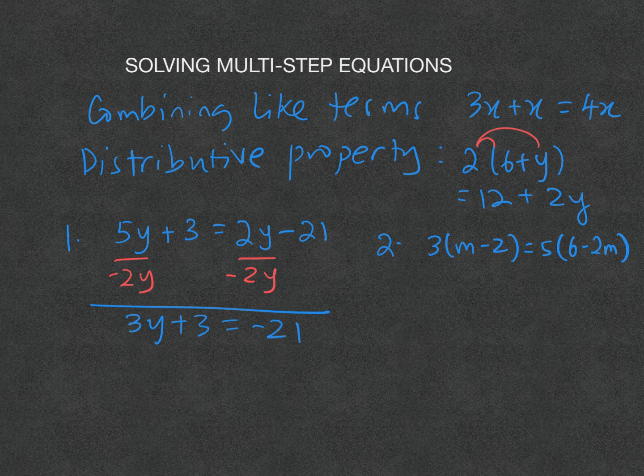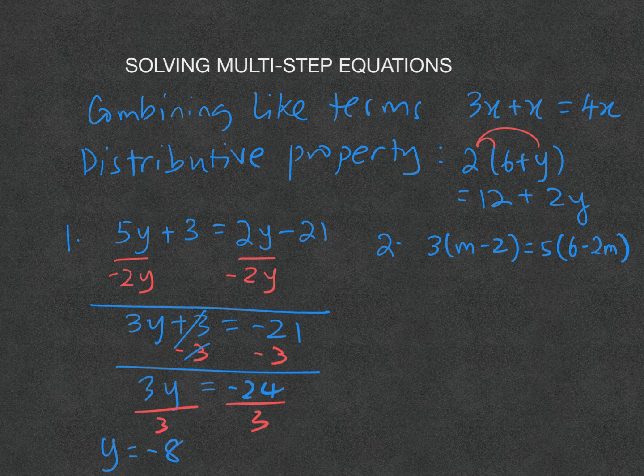And now this becomes a two-step equation that we were solving in our previous lesson. So you now first subtract 3 from both sides to get rid of the plus 3. So you end up with 3y is equal to negative 21 minus 3, which would be negative 24. And now I divide both sides by 3. I get y is equal to negative 8. And you can always check your answer to see whether it is correct.